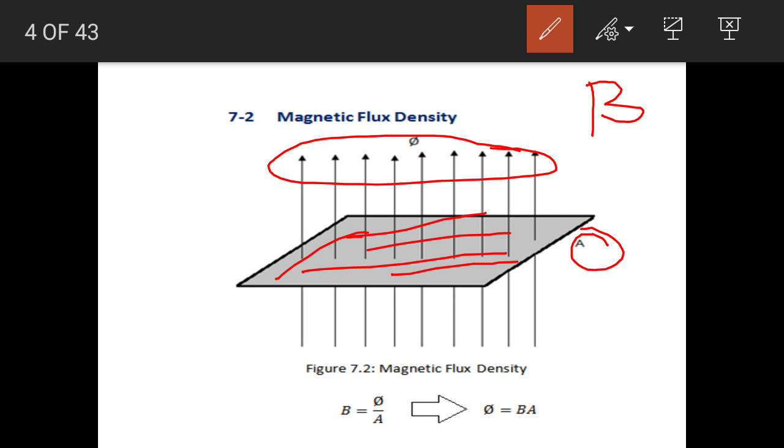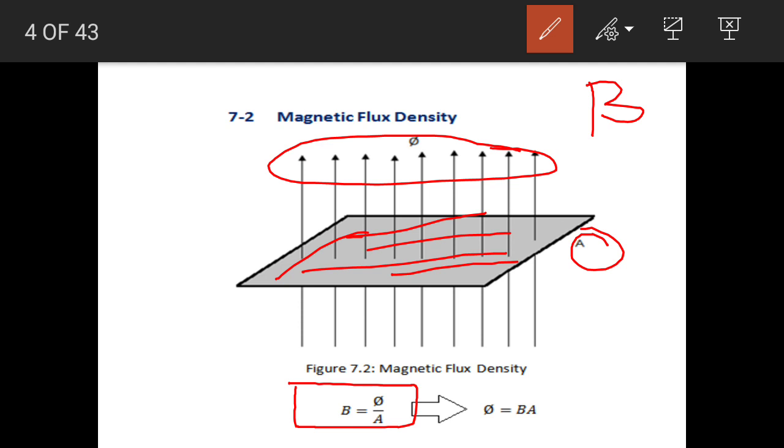We want to calculate the magnetic flux density at any point in this magnetic field. So the flux per unit area is known as magnetic flux density. The magnetic flux density at any point in the given magnetic field will be equal to the total magnetic flux passing through this surface, divided by the area of this rectangular surface.